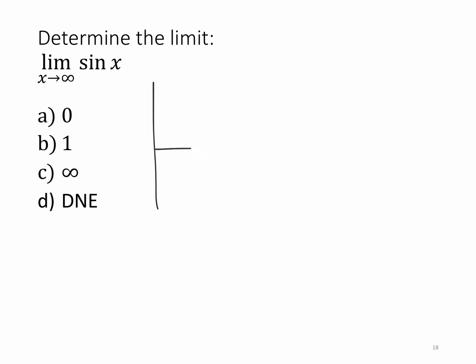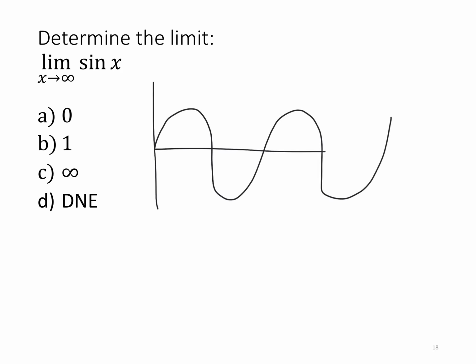All right, so if we think about the graph of sine x, this one oscillates forever and ever, and it doesn't settle down. It doesn't approach a fixed value, which means that as x approaches infinity, sine x just continues to go between -1 and 1. So it doesn't have a limit in this case. It doesn't have an asymptote, which means that the limit does not exist.